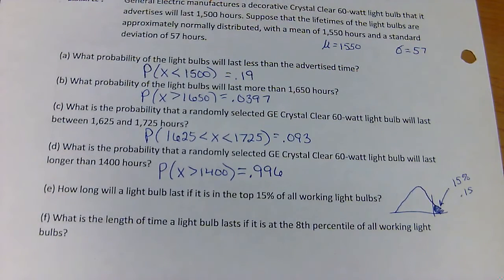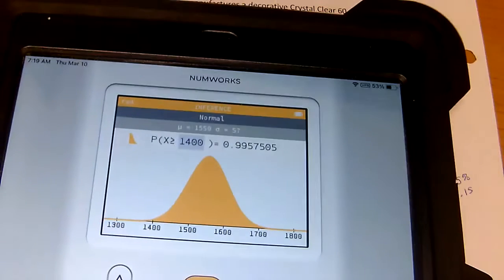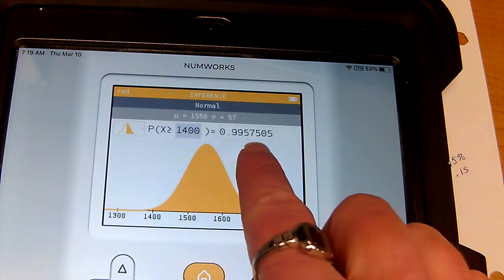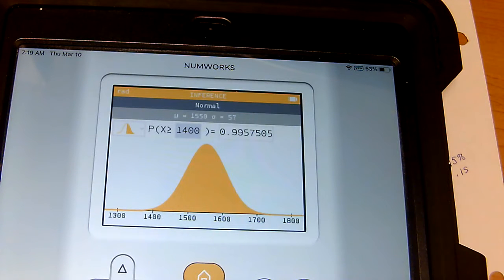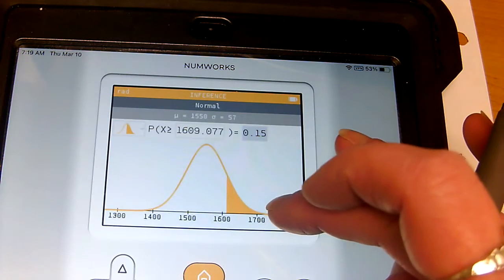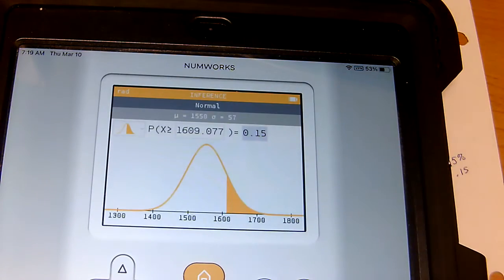So let me show you how we can do that. We are already on a greater than, right? And I want to figure out where this boundary line needs to go so that the probability is 0.15, 15%. So on the NumWorks app, it's really nice. I can go over here and change that probability to 0.15 and watch what it's going to do. It's going to move that boundary to show me what value gives me a probability of 0.15. So 1609.